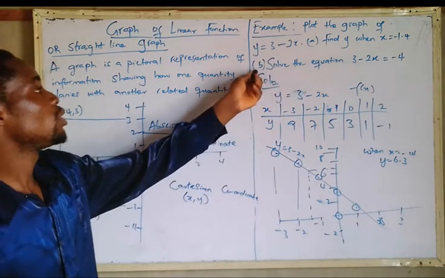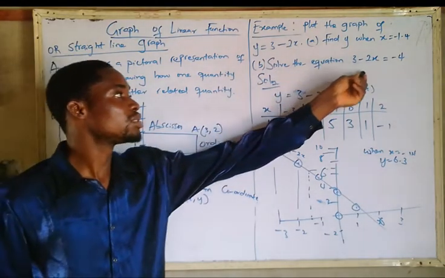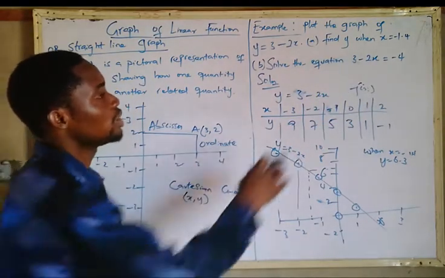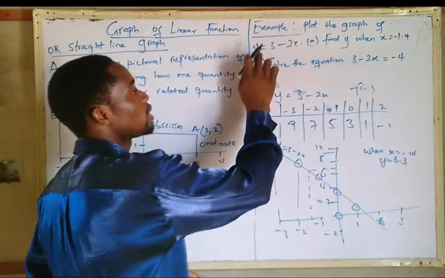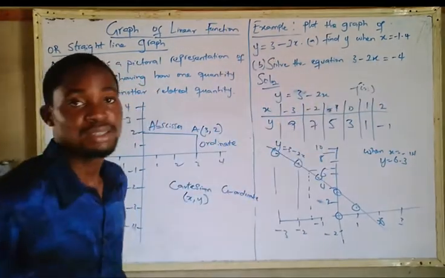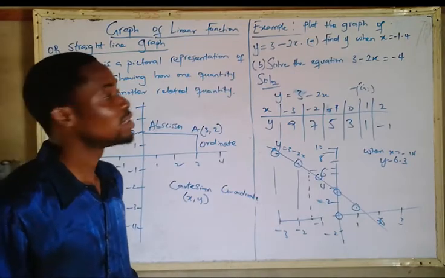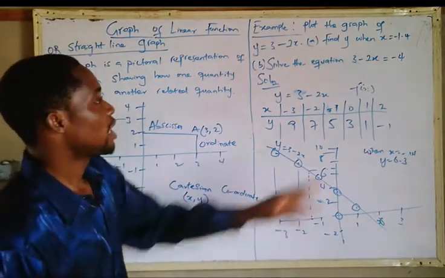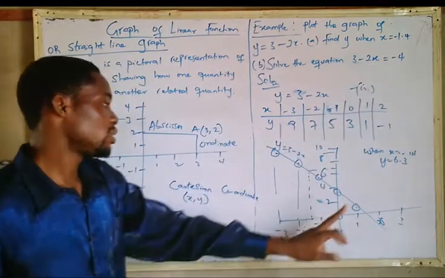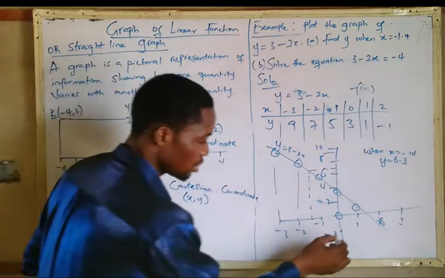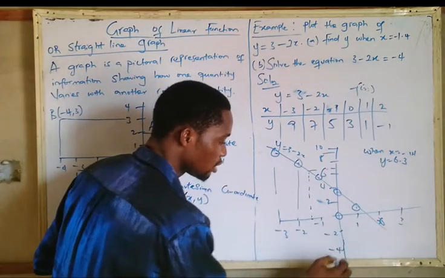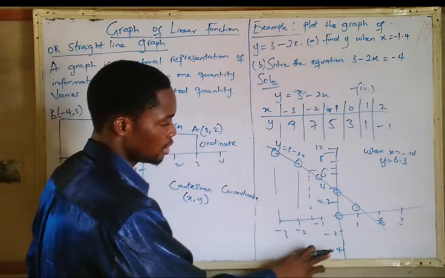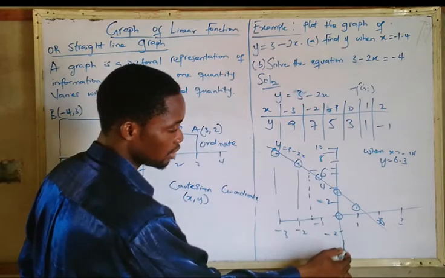Now for part B, they say solve the equation 3 minus 2x equals minus 4. How do we solve this question? Since this represents my function y, it means y equals minus 4. So I have to look for where my y is minus 4, then trace to the graph. It means I can just extend this and put minus 4 here, since I'm using 2's as my unit.